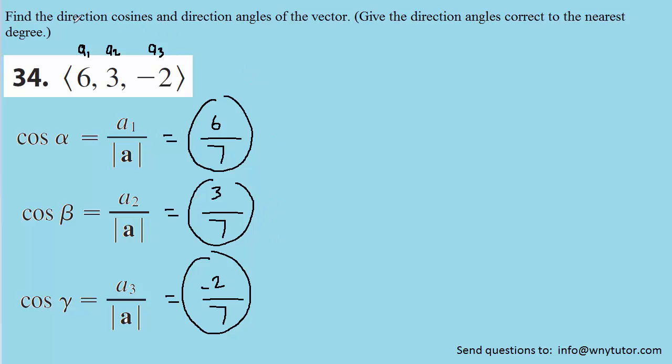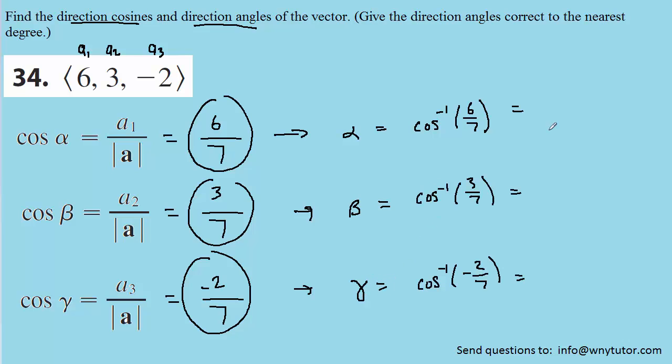And in addition to finding those direction cosines, we have to find the direction angles. But that's a straightforward matter, because to find the direction angle alpha, we simply have to take the inverse cosine of 6/7. And then we will be doing the same thing to find beta as well as gamma. So we'll go ahead and set up those inverse cosines. And if we type this into our calculators, making sure we are in degree mode, we get roughly 31 degrees for alpha. Looks like about 65 degrees for beta. And then for gamma, 107 degrees. So these would be the correct direction angles.